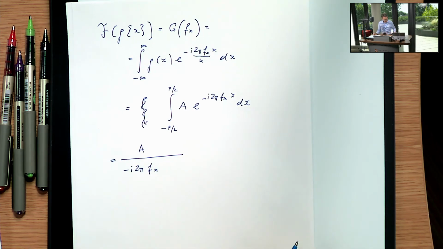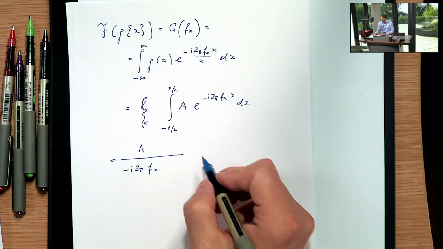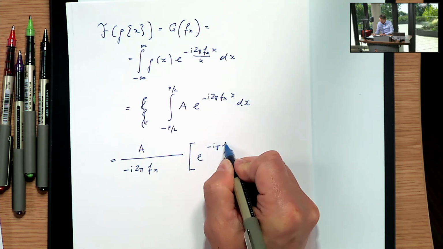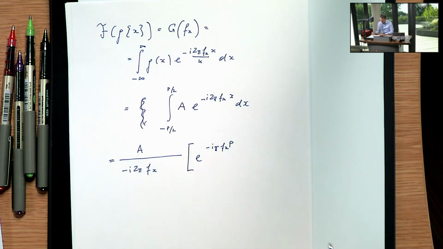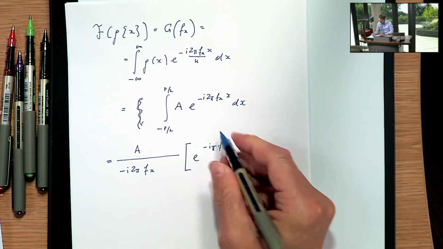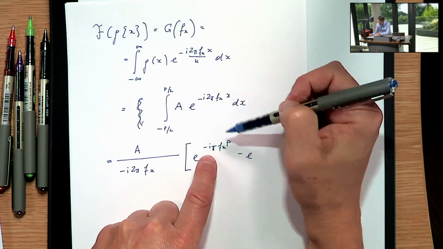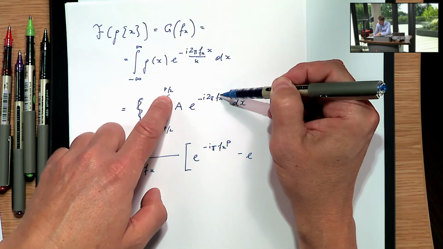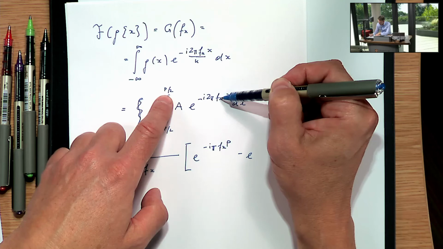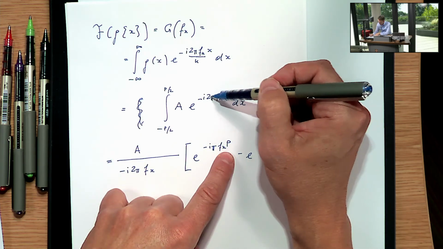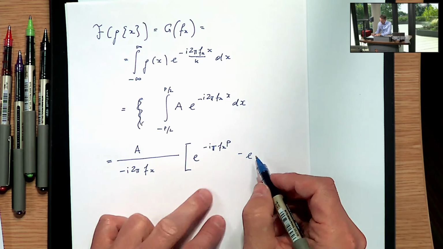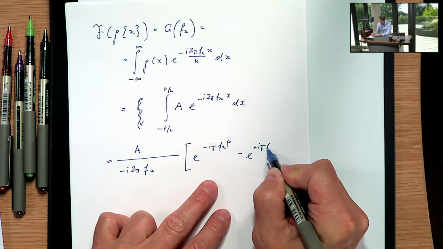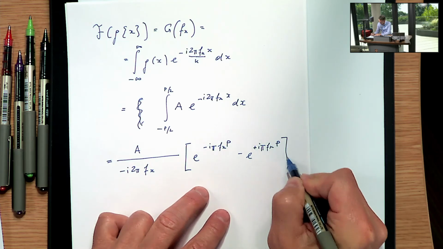times e to the minus i pi fx times p minus e. So I put these limits in already, so it's e to the minus i 2 pi p over 2 times fx, so that'll be p, 2 times p over 2, so it's p, and then minus e to the minus plus i pi fx p.